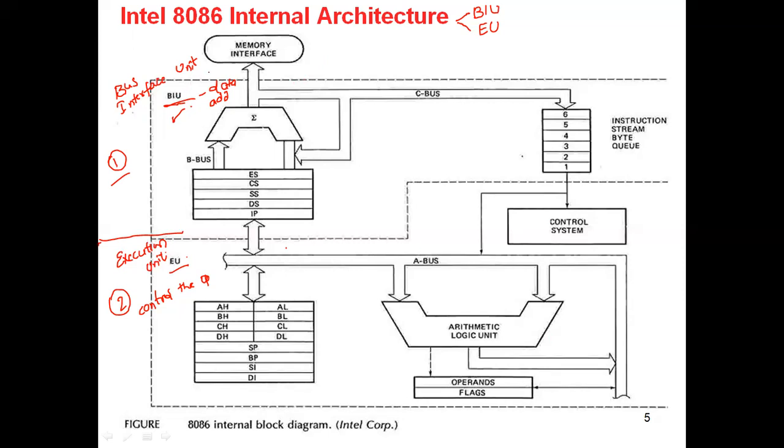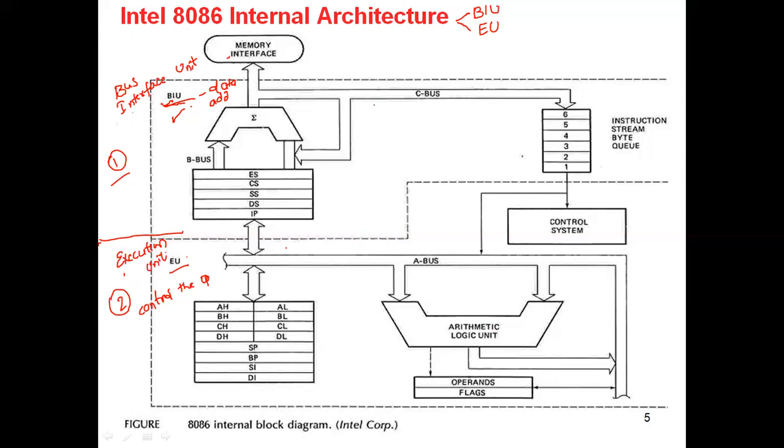So fetching instructions from the memory, reading data from the ports and the memory, writing data to the ports and the memory, all these are done by the bus interface unit. The execution unit has no direct connection with the system buses, so this is possible with the bus interface unit only. The execution unit and bus interface unit are connected with the internal buses, not with the system bus.